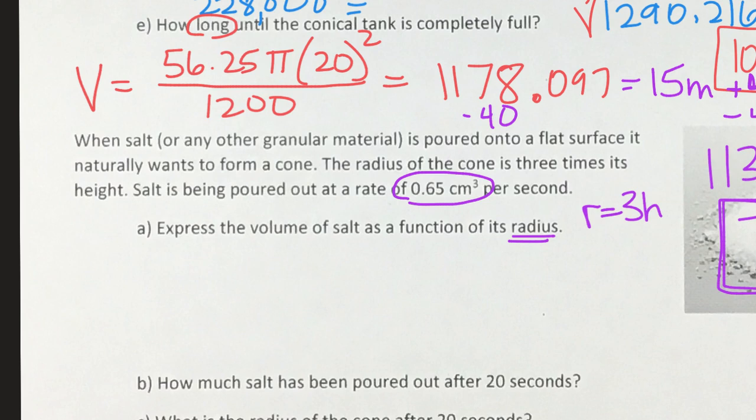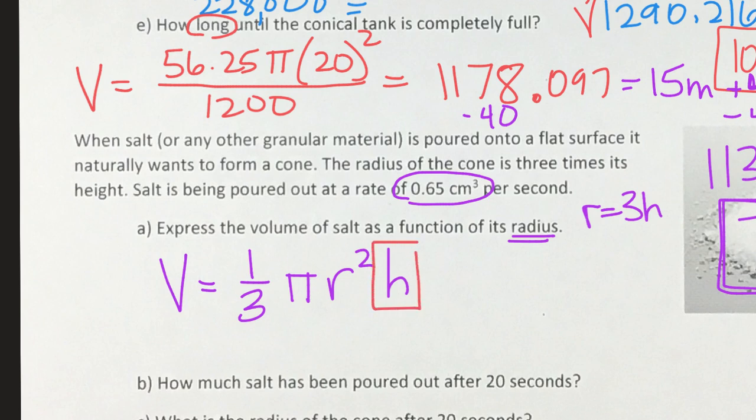So if the radius, let's go back to our formula. Volume is 1/3 pi r squared h. As a function of its radius means I need to get rid of my height. So I'll come back to this relationship. The radius is 3 times the height, but I have to solve it for h. So if the radius is 3 times the height, that means the height is 1/3 of the radius.